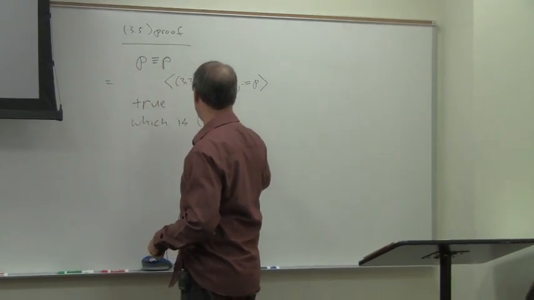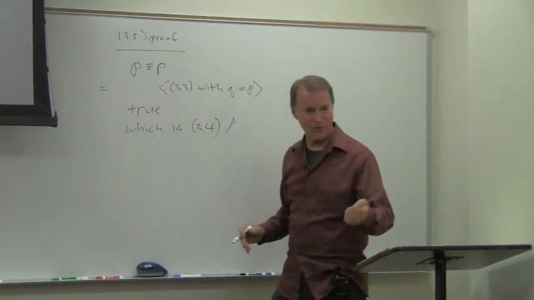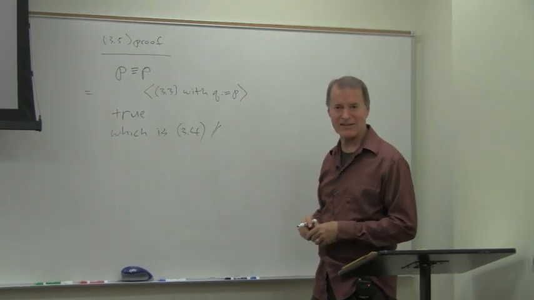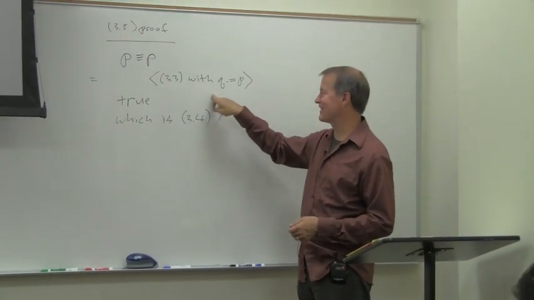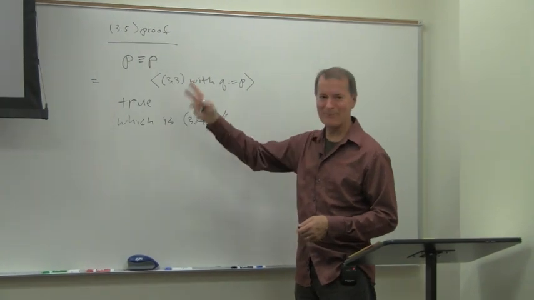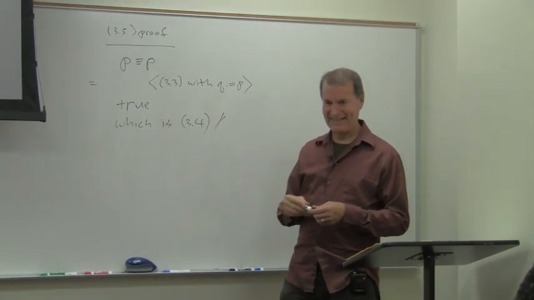Which is 3.4. Boom, we're done. But your way works too. That was good insight to see the other. No, but this is really short, see? P, true, boom, 3.4, boom. I don't have to use textual substitution.